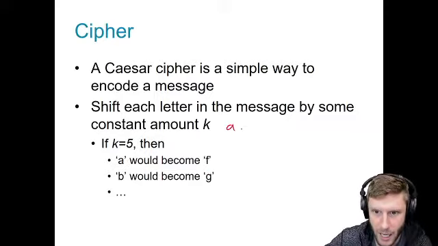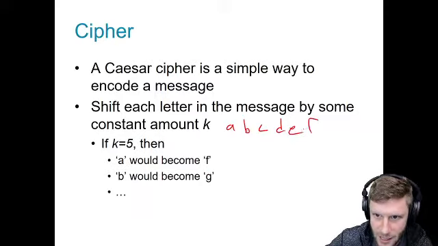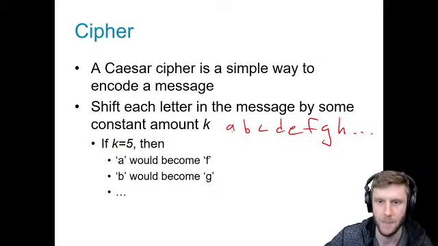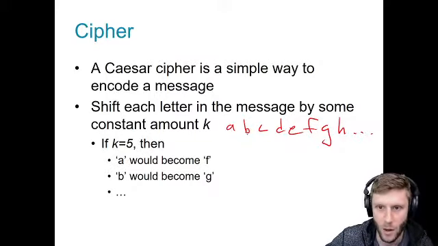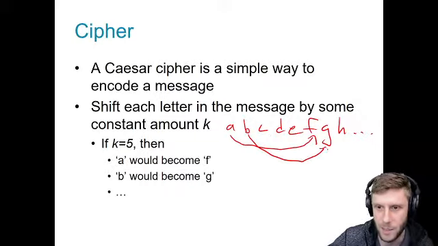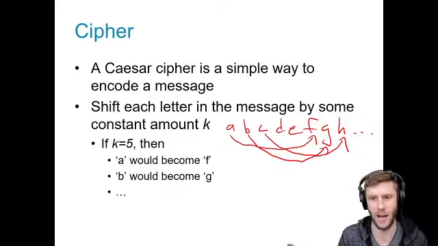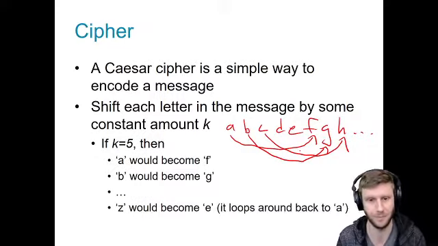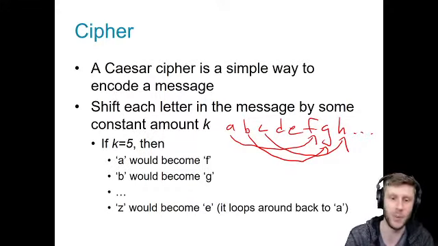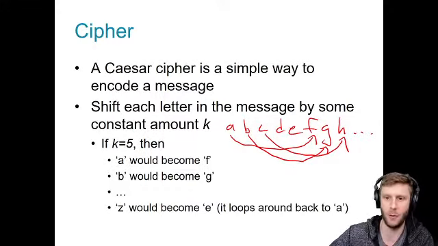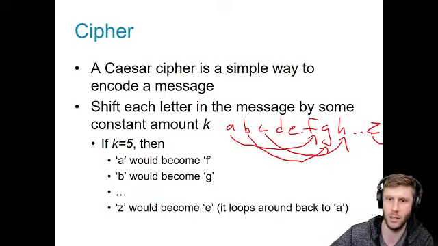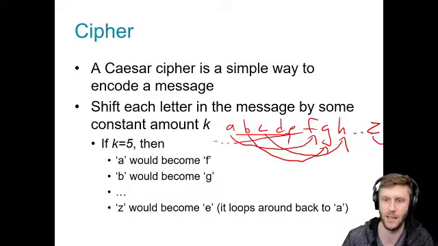Why? Well, because if we have A, B, C, D, E, F, G, H, dot, dot, dot, I want to shift this down 5. So A's 1, 2, 3, 4, 5, right? So A becomes F, B's become G's, C's become H's. So we can encode our messages by shifting 5. And then I could easily decode this message by shifting 5 the other way. And it loops. This is an important feature too. So if we're at Z, it would go 1, 2, 3, 4, 5, so it would go dot, dot, dot, to the E.